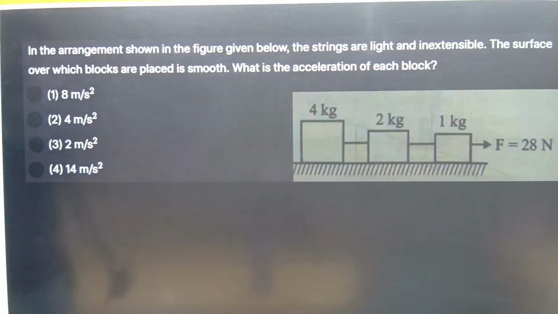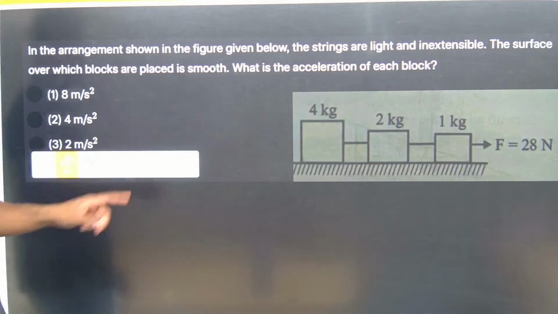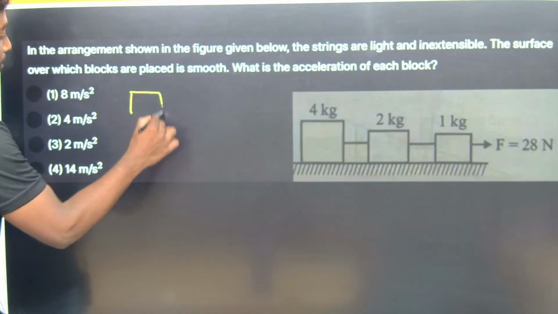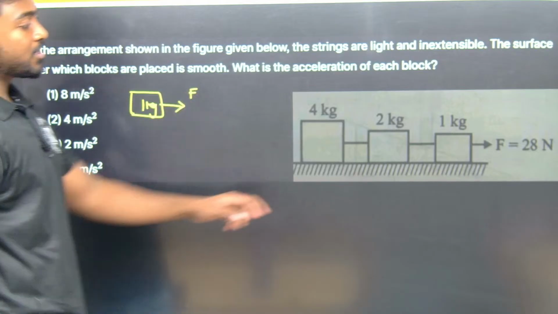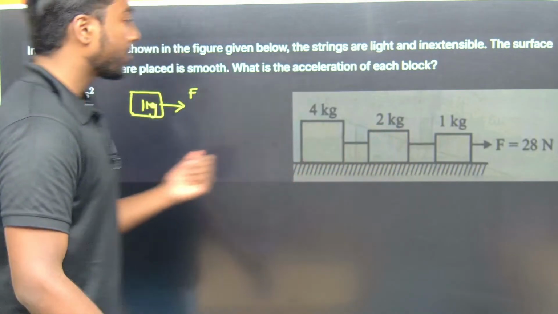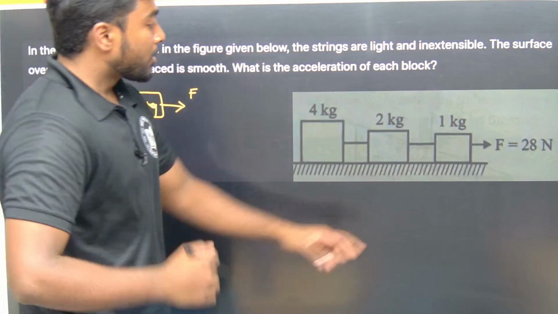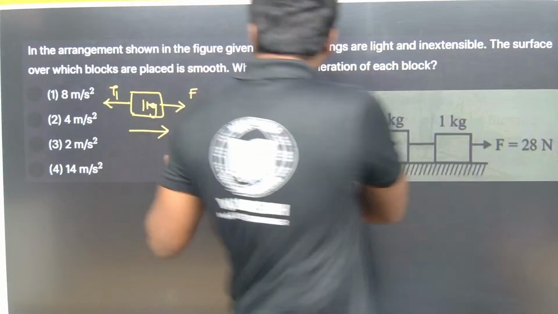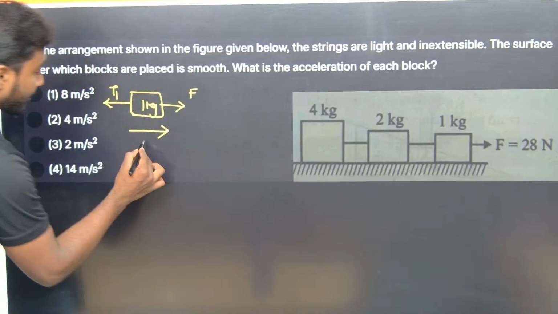So the free body diagram looks like this, the free body diagram of the 1 kg block. First I will take the 1 kg block. Force F is applied in this direction. Here the strings are there. So tension will always be away from the body. This is T1, I will take T1. So this is my direction of the acceleration. I am pulling the block in this direction, so acceleration will be coming towards me, right? Yes, this is my acceleration of the body.